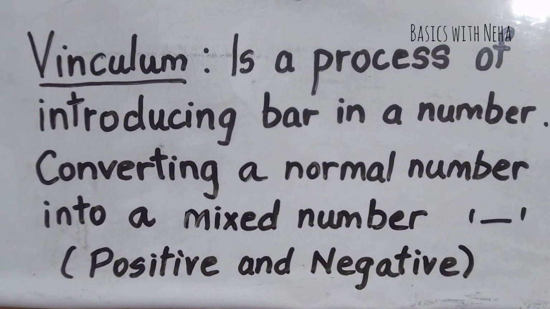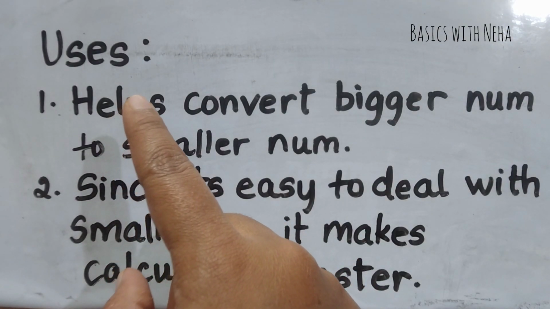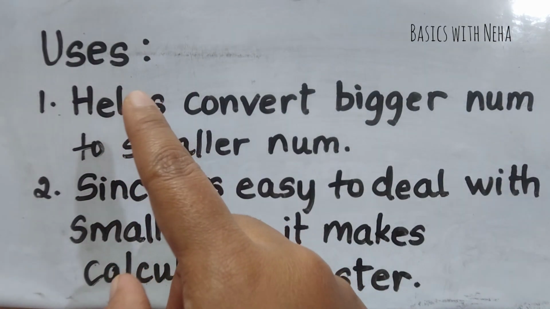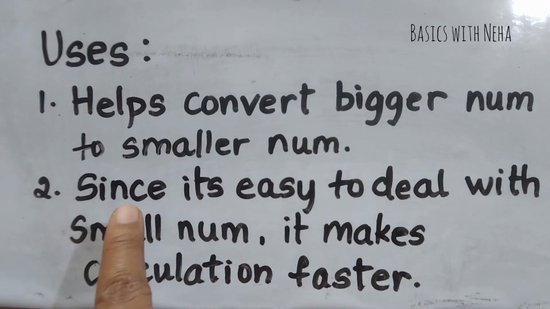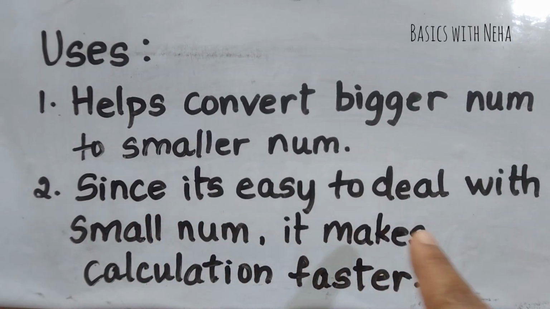So going further, let's understand the uses of converting a number into a vinculum, what are the steps involved to convert a number into vinculum, and why it is really required. Vinculating a number will help convert a bigger number into a smaller number, because dealing with small numbers is much easier and faster than dealing with big numbers like 6, 7, 8, 9. Working with 1, 2, 3, 4, 5 is much easier than working with 6, 7, 8, 9. That is why we introduce a bar on a number.